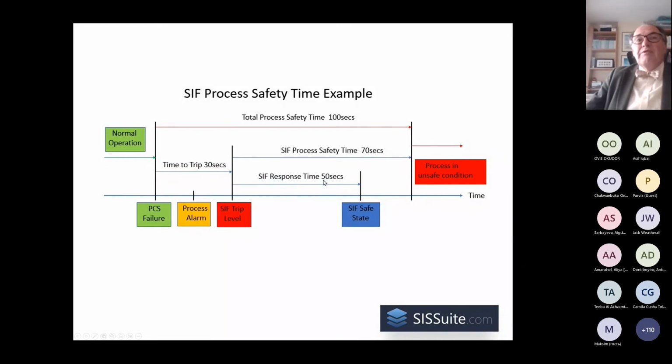And if the SIF responds within that 70 seconds, as shown here, 50 seconds, then all is good. But if this response time should exceed that 70 seconds, then the protection from the SIF will be illusory. It won't, in fact, give us the protection we need. So that's why this response time specification can be a critical concern.